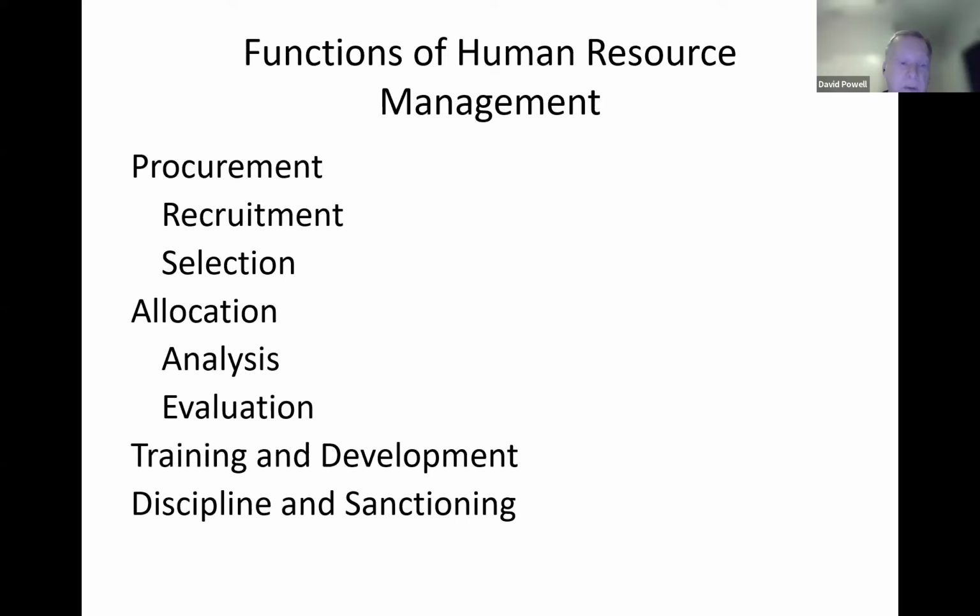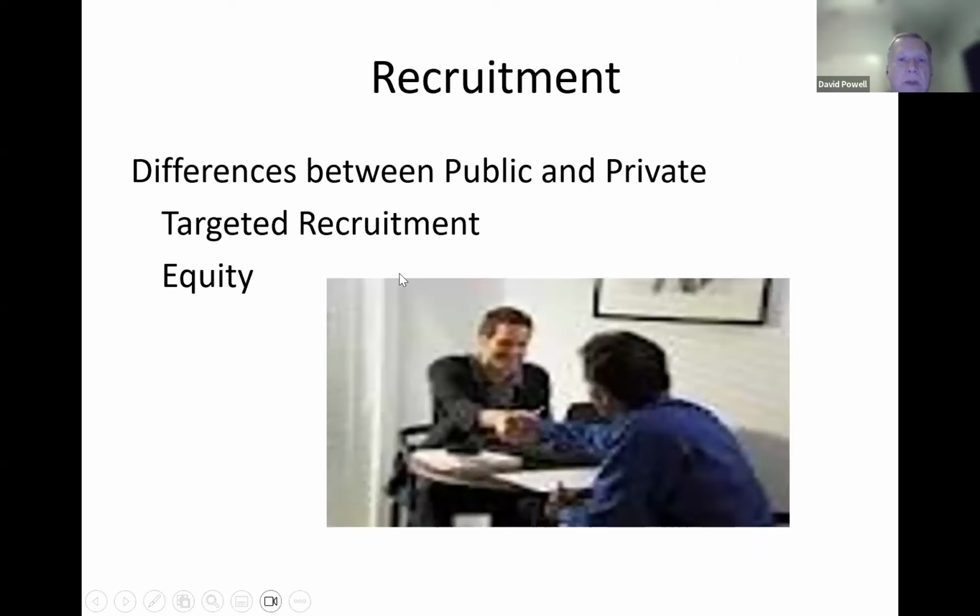Then the fourth function is discipline and sanctioning. And so if we evaluate individuals and they are not performing up to the standards that they're expected to perform to, we provide them training and development opportunities, and that still does not enhance their performance levels. Over a period of time of documenting subpar performance, then we may be able to move into the fourth function, which is discipline and sanctioning. So procurement, allocation, training and development, discipline, and sanctioning are the four primary functions of human resource management that we are going to talk about tonight.